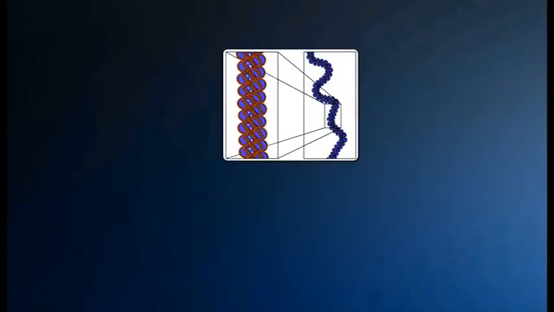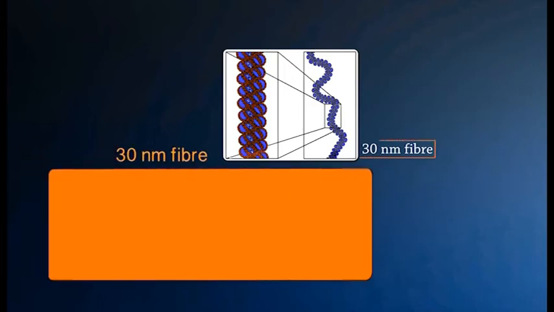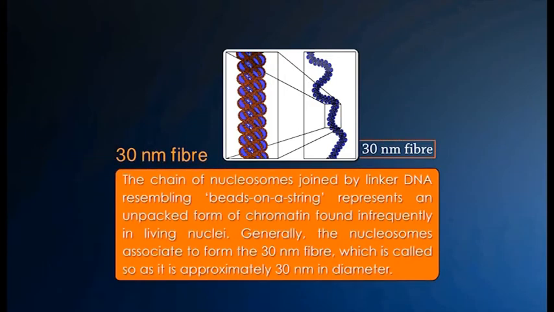The next level of structure is the 30 nanometer fiber. The chain of nucleosomes joined by linker DNA resembling beads on a string represents an unpacked form of chromatin found infrequently in living nuclei. Generally, the nucleosomes associate to form the 30 nanometer fiber, which is called so as it is approximately 30 nanometer in diameter. The 30 nanometer fiber is the major type of chromatin observed in the interphase nucleus.